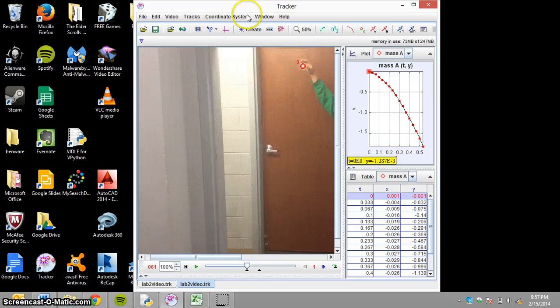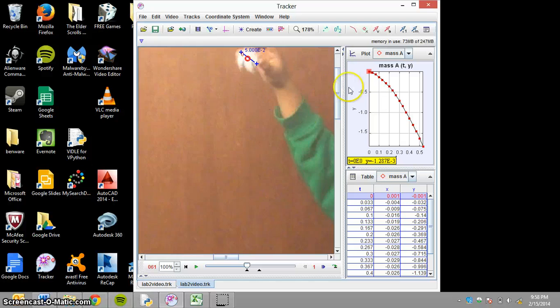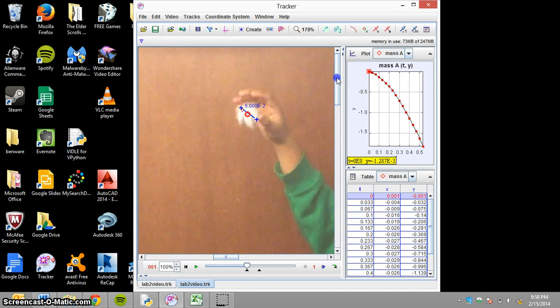First, I had to calibrate my video by using a calibration stick right here. I measured the piece of paper that I was dropping, and it ended up being 5 centimeters, which is converted to 0.05 meters, and meters are the units that we're trying to work with.